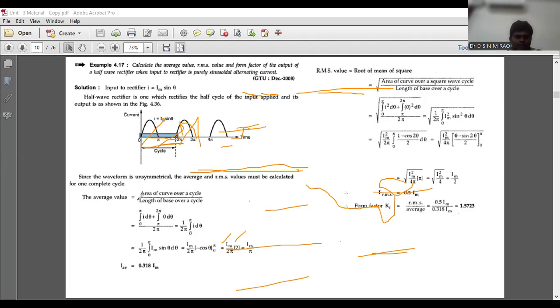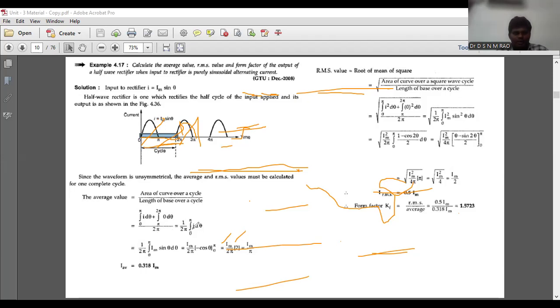So in this way, the given signal is an unsymmetric signal, so we should calculate the average value for the full cycle only. Average value equals the area under one cycle divided by base length. So here integral 0 to pi, where the wave is varying sinusoidally, of I d theta plus integral pi to 2 pi, where the wave is flat at zero value, 0 into d theta, divided by the one cycle base length, 2 pi.